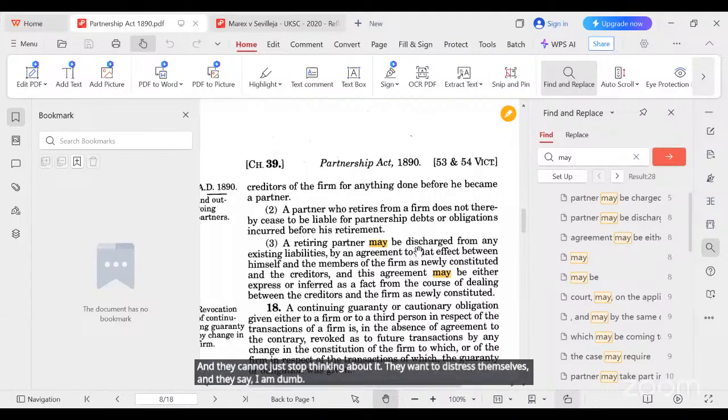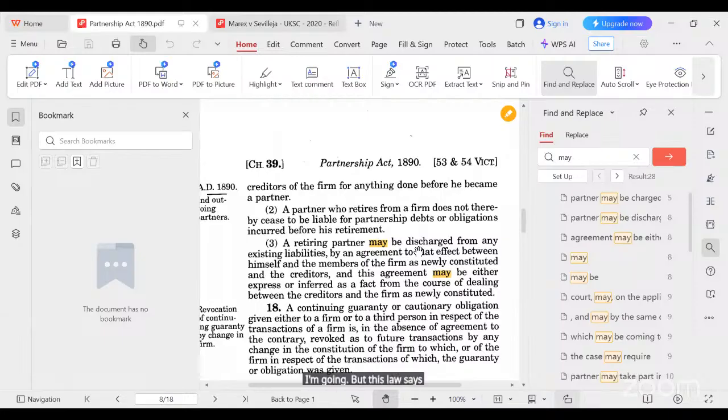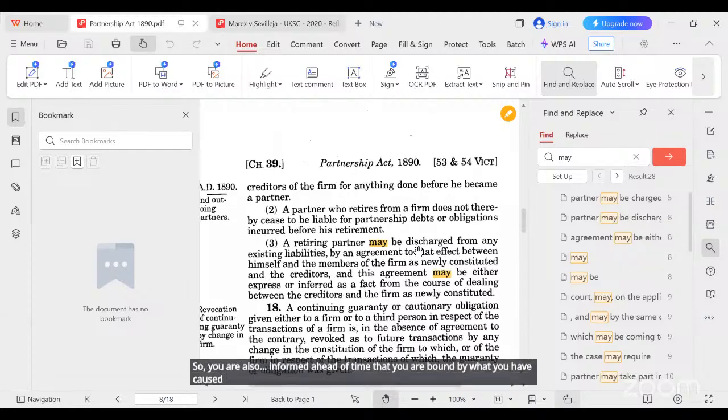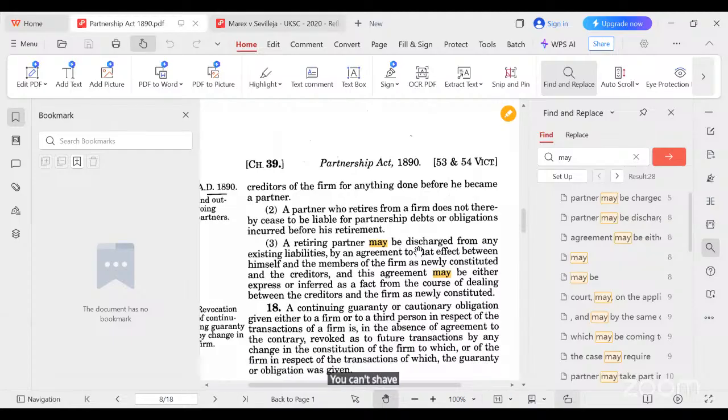I'm going. But this law says if you are a partner in a partnership organization, and you retire from that firm, you don't cease to be liable for the partnership debts and obligations that were incurred before you retire. So you are also informed ahead of time that you are bound by what you have caused with your colleagues. You can't shave it and run away from it. So that is why it is mandatory.